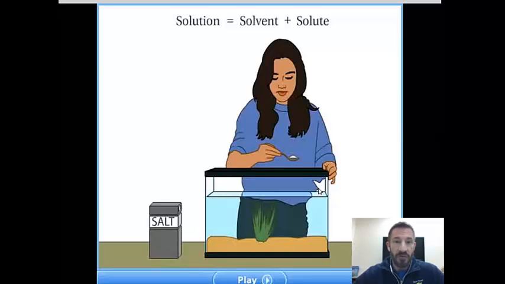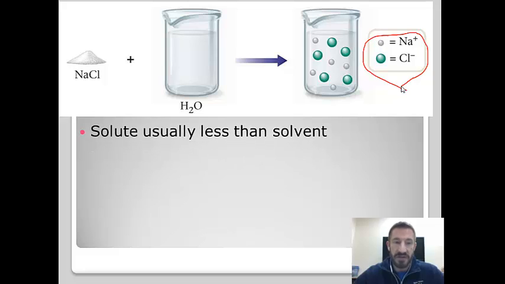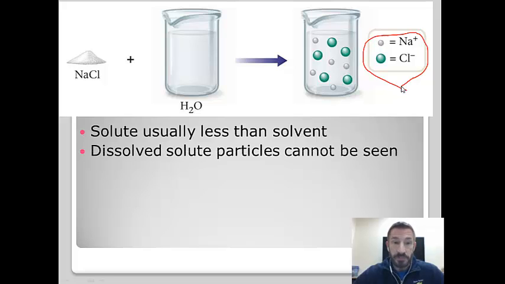So, for example, if you put salt in an aquarium and it dissolves, that would be a solution. So, for example, sodium chloride plus water will give you a solution. Now notice these ions here are evenly mixed in the solution. So a couple things about this. The solute is usually less than the solvent.